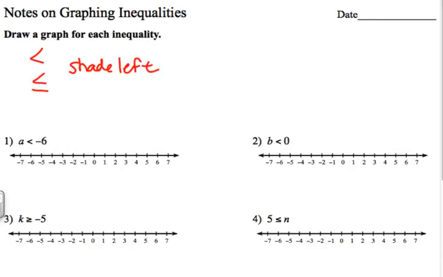Now how I remember that is if you kind of made a little dotted arrow, that is a really bad arrow, pointing to the left side. So if you kind of follow the signs, it'll help you out in that way. And then you also have a greater than and a greater than or equal to sign. And if you were to draw a little arrow, we can see they're pointing to the right. So you're going to shade to the right.